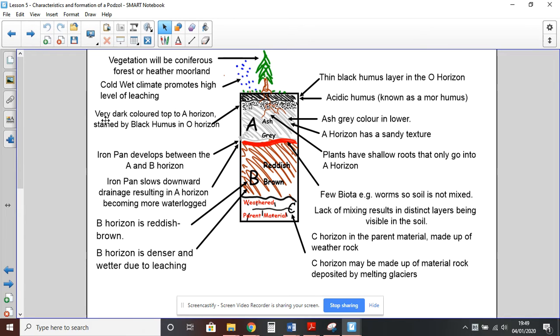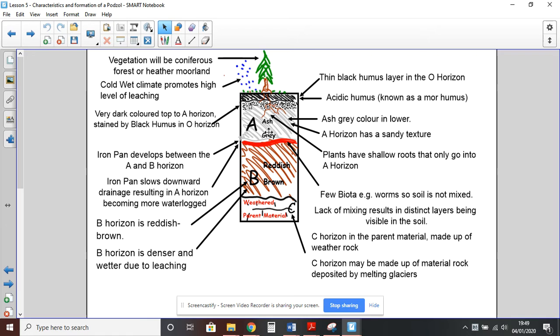You can say that the soil is very dark coloured in the O horizon, and that's because of the decaying pine needles. You can say that the top end of the A layer is often quite dark because of the black humus above in the O horizon, which is washed down or leached downwards to create a much darker top part of the A horizon.